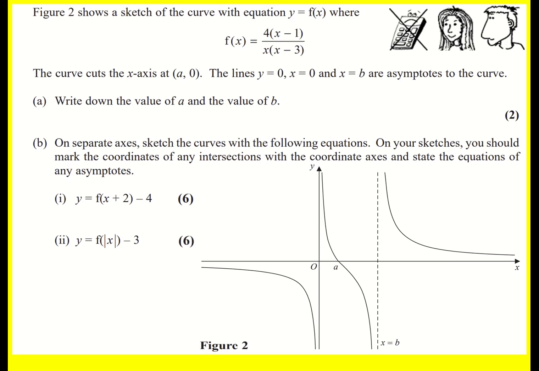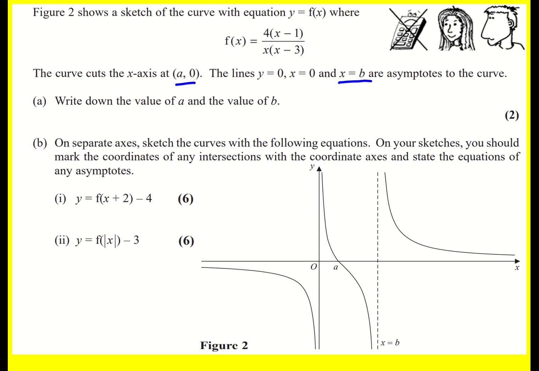Sketching curves in this question. We're given a function, and we're told that we have some asymptotes: y equals 0, x equals 0, and x equals b. We're also told that it crosses the x-axis at a, 0. So how do we get a and how do we get b?